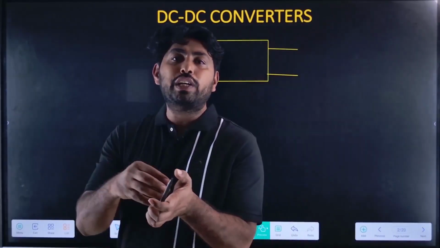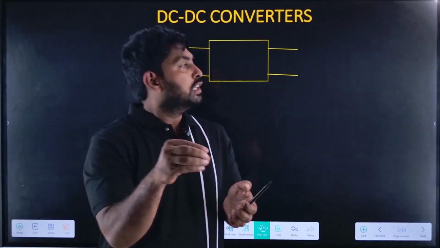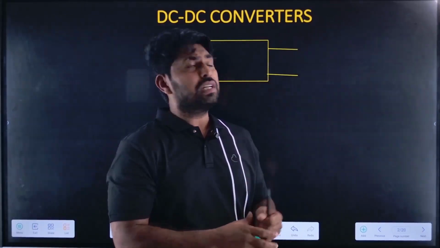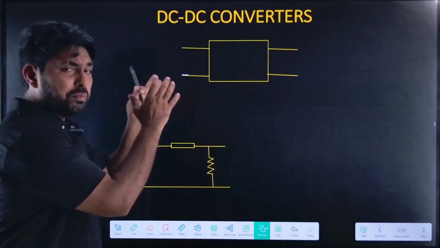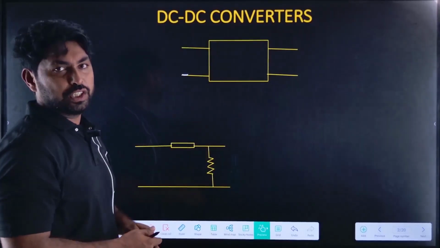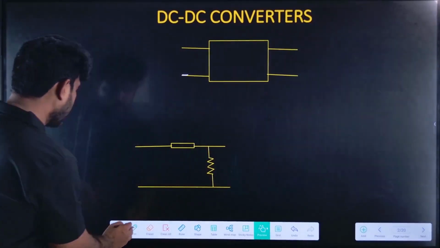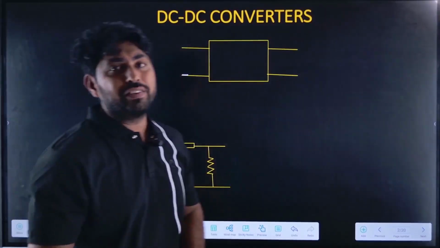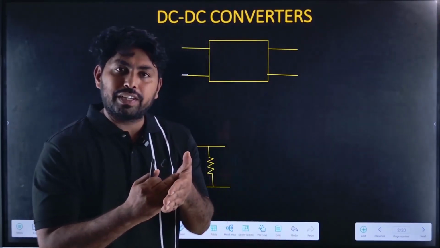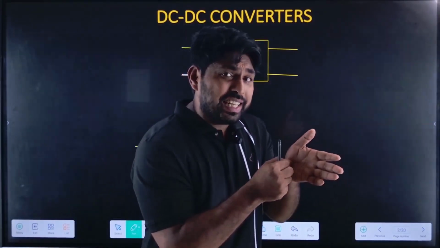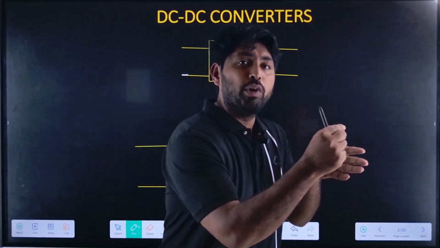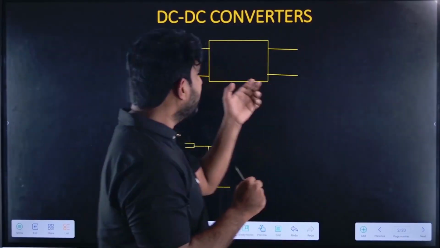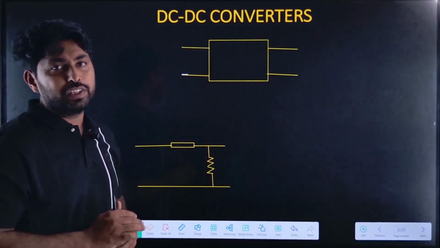In this DC to DC converter, let me start with the very basic fundamentals. So, what is a DC to DC converter? A DC to DC converter converts fixed input DC into variable output DC. Here the output voltage is a function of the duty cycle.